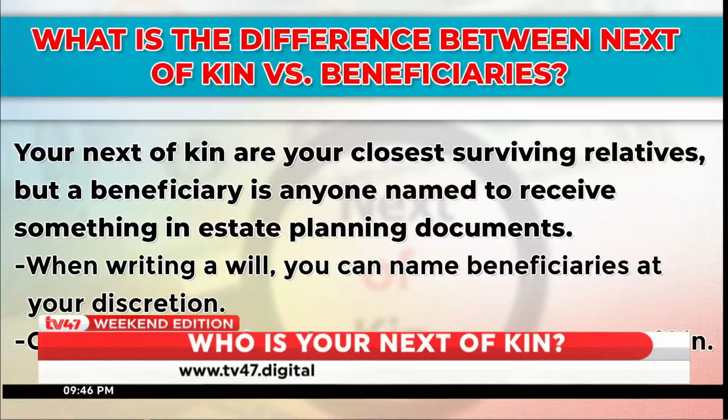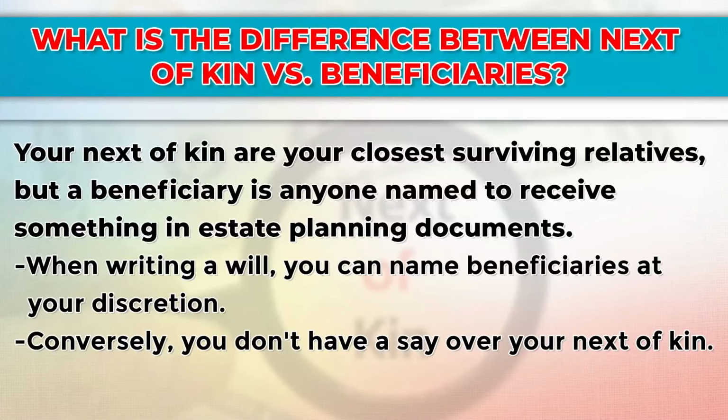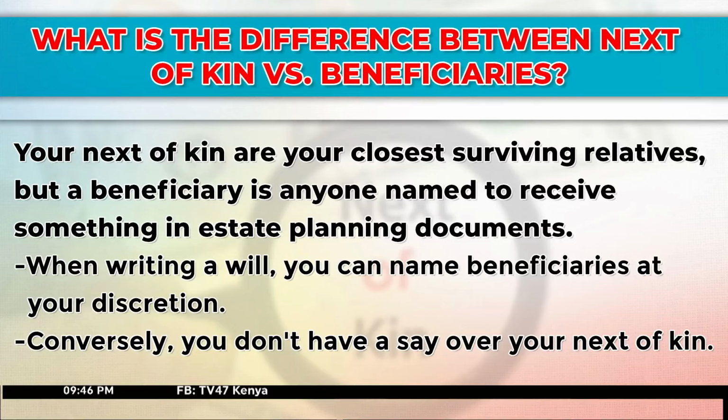What is the difference between next of kin versus beneficiaries? Your next of kin are your closest surviving relatives, but a beneficiary is anyone named to receive something in estate planning documents. When writing a will, you can name beneficiaries at your discretion. Conversely, you don't have a say over your next of kin. And let it be known that this is basically across all the property that you could be owning as an individual.